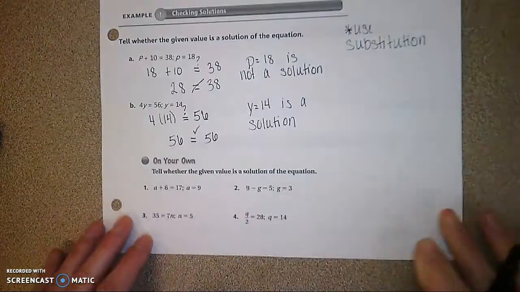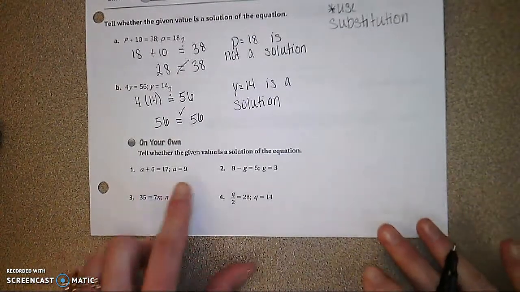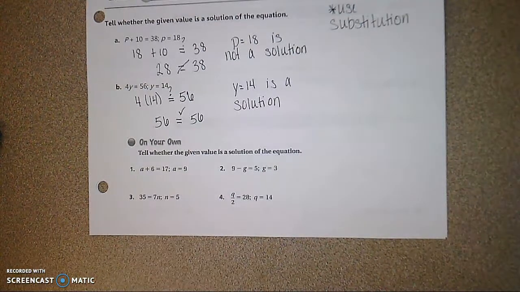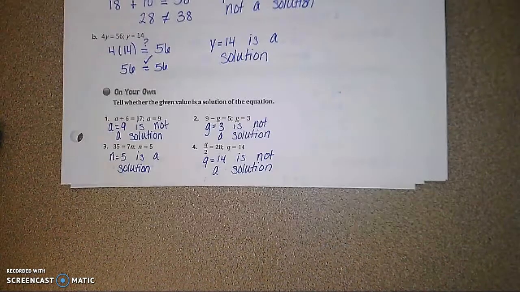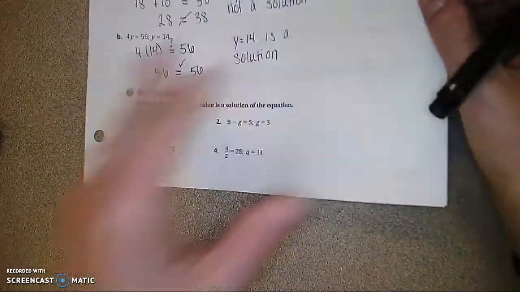Okay, I want you to go ahead and pause the video and then try numbers 1 through 4 at the bottom. So substitute that 9 in there for a, add them, and see if it's a solution, and you would tell me a equals 9 is a solution or a equals 9 is not a solution. When you're done, you can unpause to check your work. Okay, go ahead and check your work on 1 through 4. And then we will turn the page.